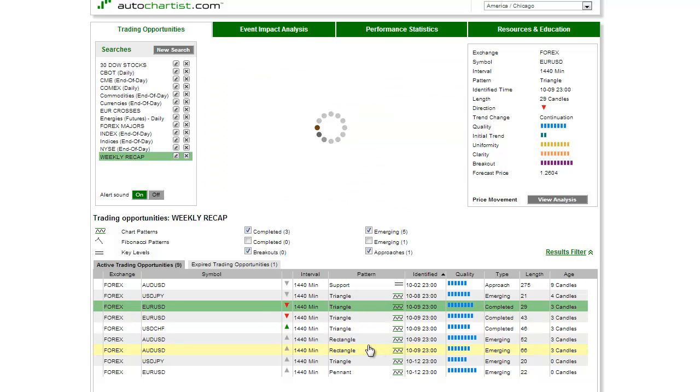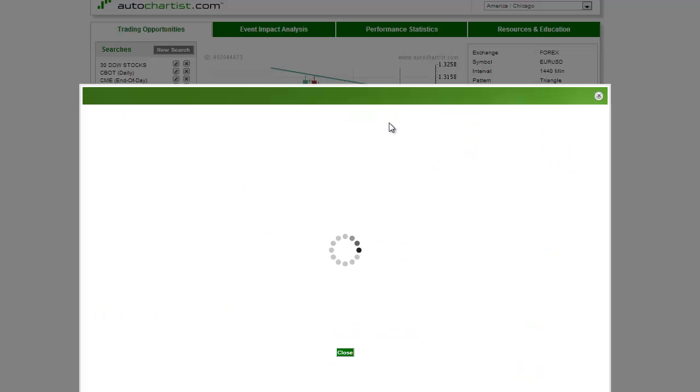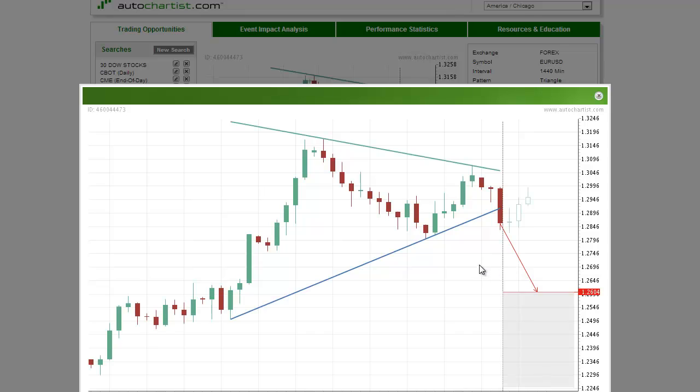Then what we did is we looked at the euro, and early in the week the euro had formed a triangle formation, and this gave us an indication that the prices were getting compressed and that perhaps we were going to see some volatile move.